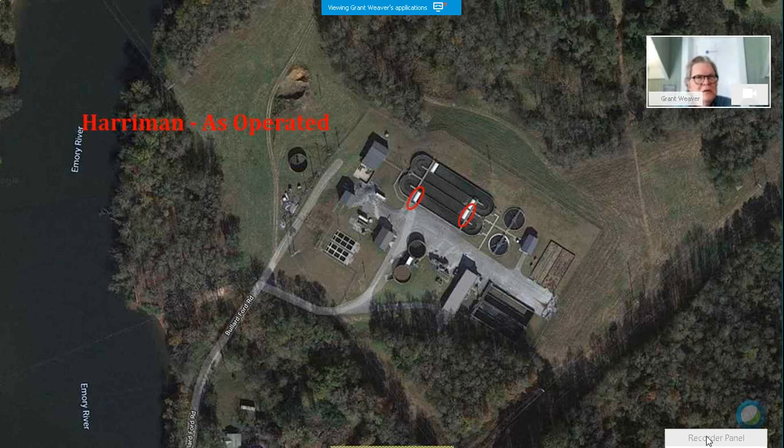Okay, the plant's underloaded. They're running below design capacity, so they have surplus capacity. So he has the ability to do this. So he runs it long enough to get the ammonia conversion to nitrate, and turns them off long enough for nitrate conversion to nitrogen gas. As they're off, they're settling. As they're settling, he creates that septic zone.